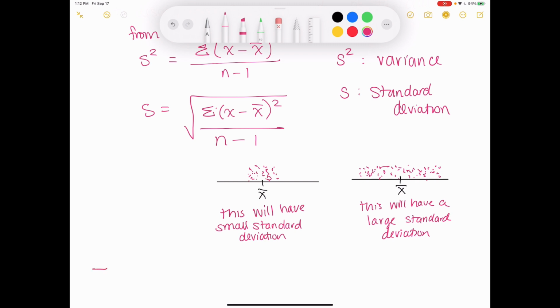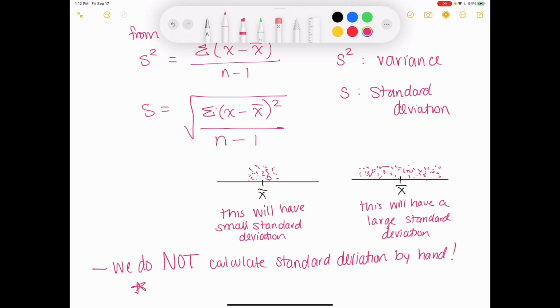But guess what? We do not calculate standard deviation by hand. So calculator, right? Use a calculator or use calculator technology to do this.